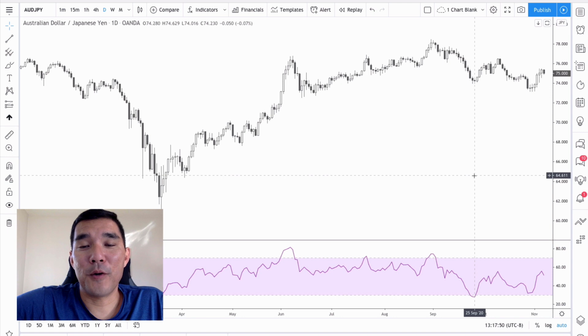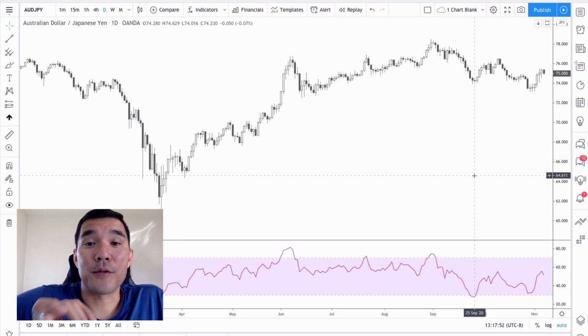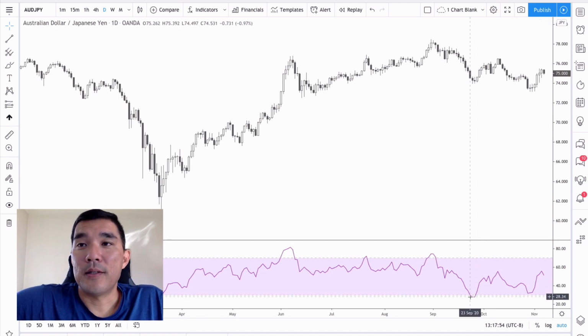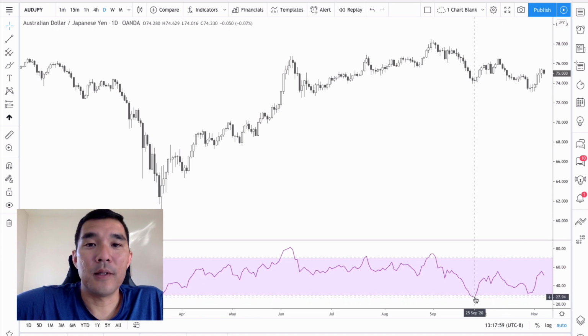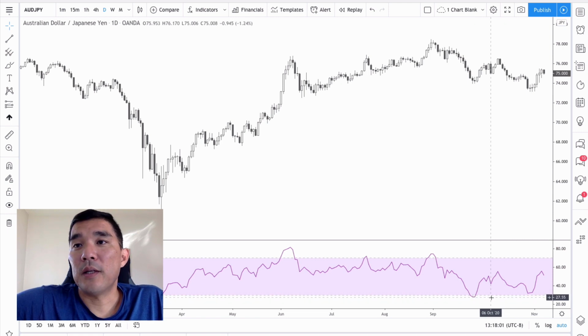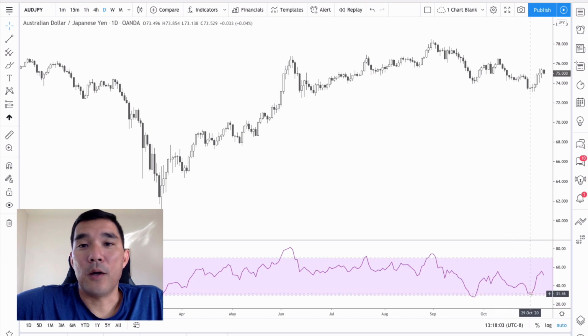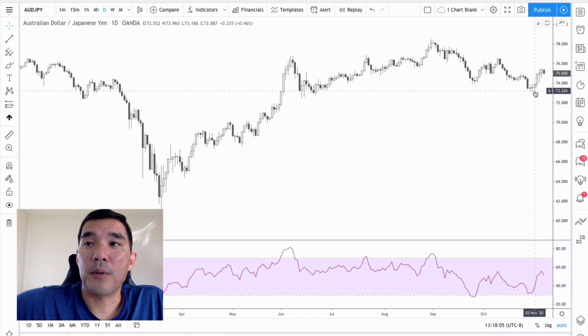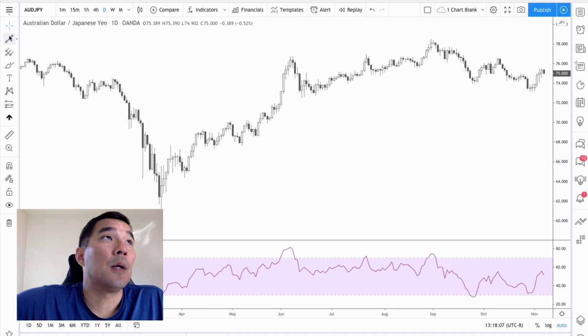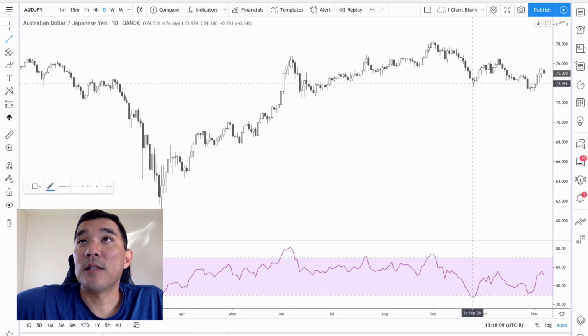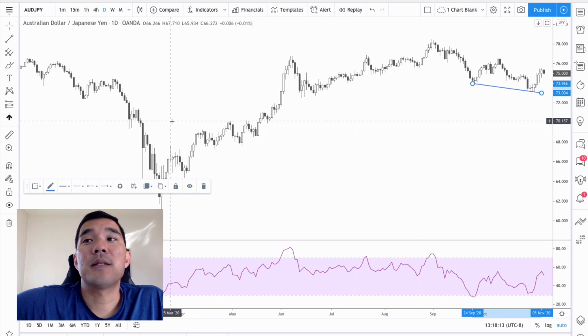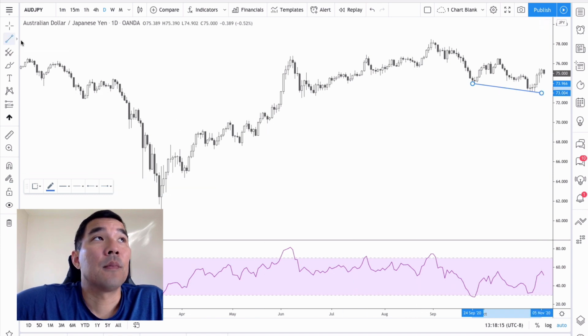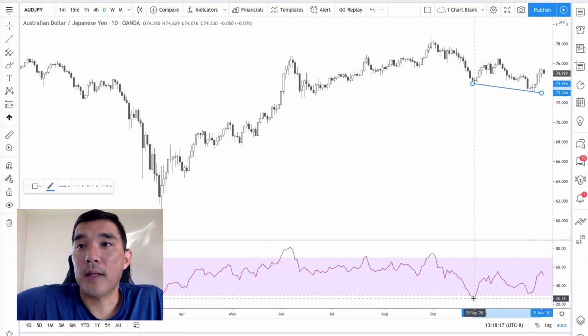The first thing we're looking for again is an overbought or oversold condition. So here is an oversold condition. Price is lower than the 30 signal level. And then after that, we're looking for a higher low on the RSI, but a lower low on price. So we've got one here. At this peak, you've got this lower low on price, but you've got a higher low on RSI. And that can be seen here.